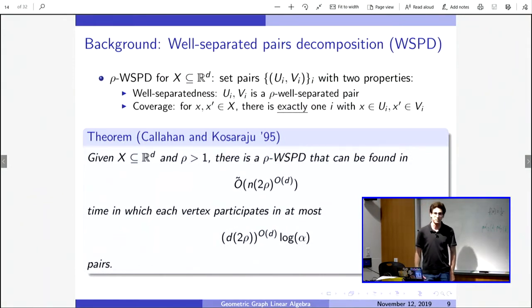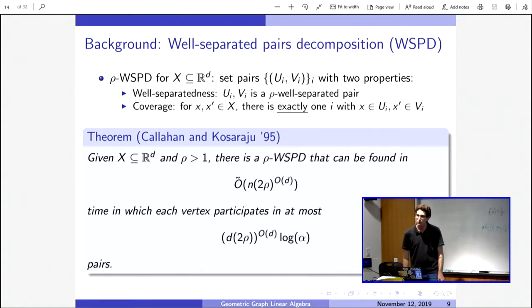So there's this classic theorem from the 90s that gives you such a well-separated pairs decomposition. Given any set of points in d dimensions, you can find a well-separated pairs decomposition in near linear time for d sufficiently small, in which each vertex participates in a near constant number of sets. This is also assuming, and throughout this talk I have this parameter alpha, the ratio of max to min distance, that alpha is polynomial.